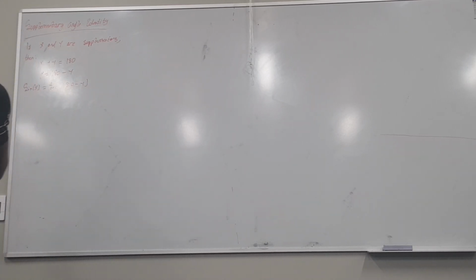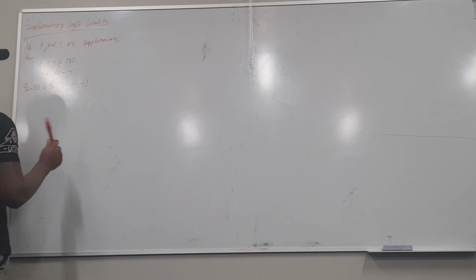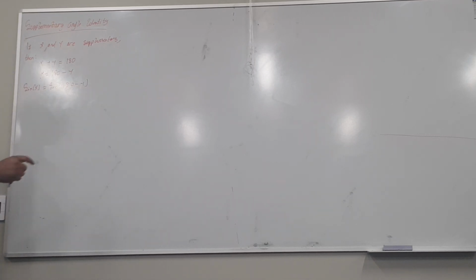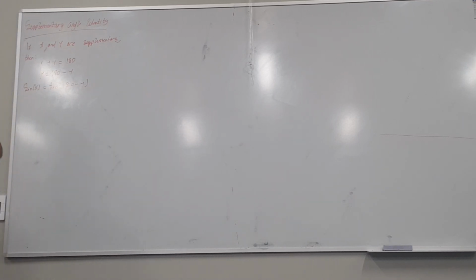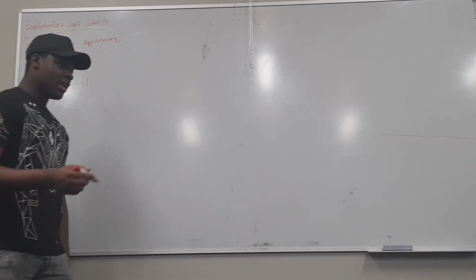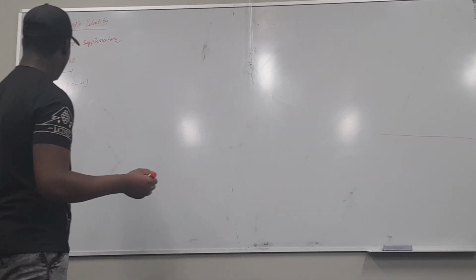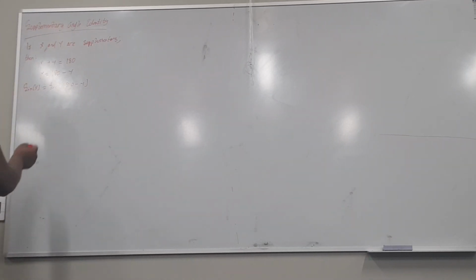Well, let's see. If x and y are not 90, therefore they can be anything. So let's assume the case that x is greater than y. If x is greater than y, therefore y will be a small number.